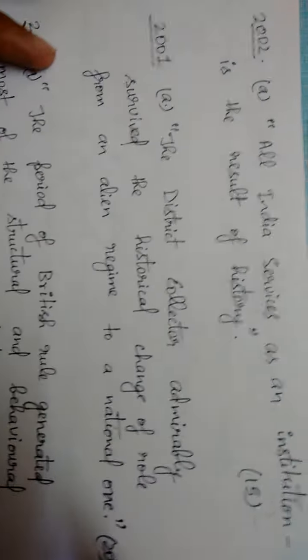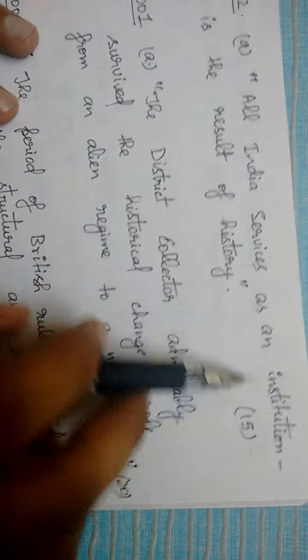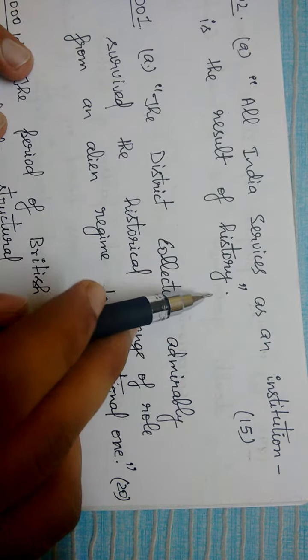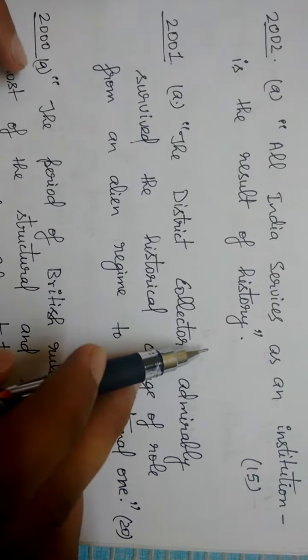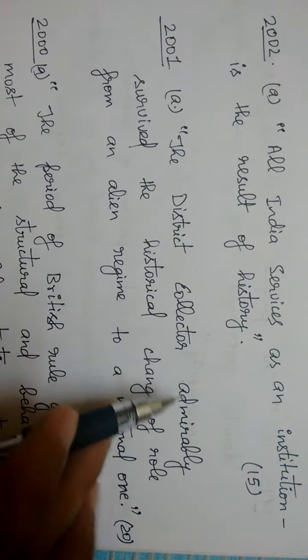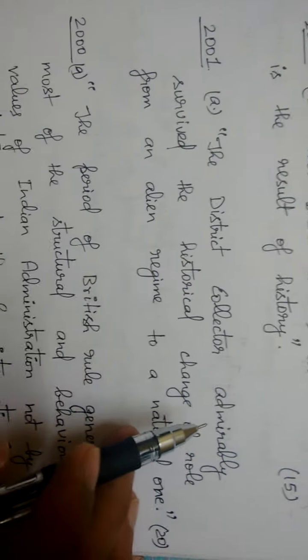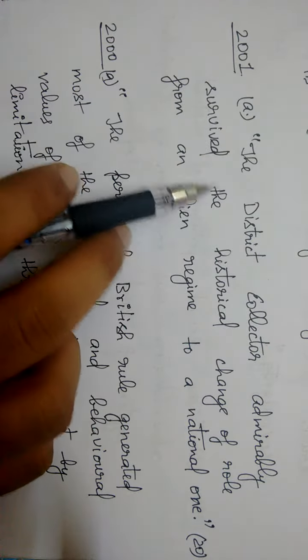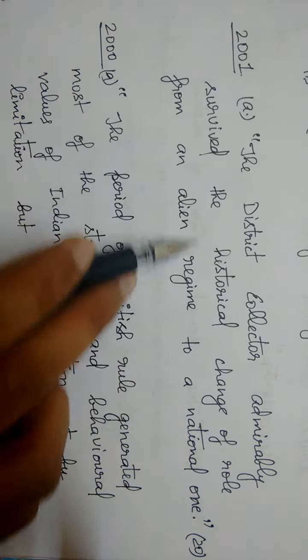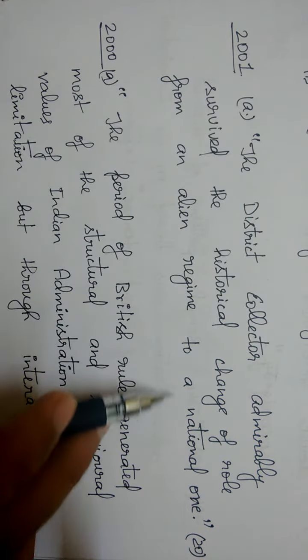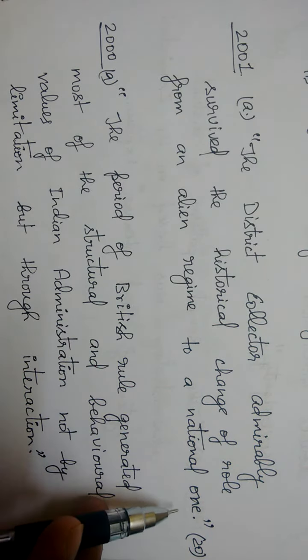Then in 2002 this question came that all India services as an institution is the result of history. So again you have to tell the whole history about how the all India services were formulated and what their present condition is. Then 2001, the question is that the district collector admirably survived the historical change of role from an alien regime to a national one.